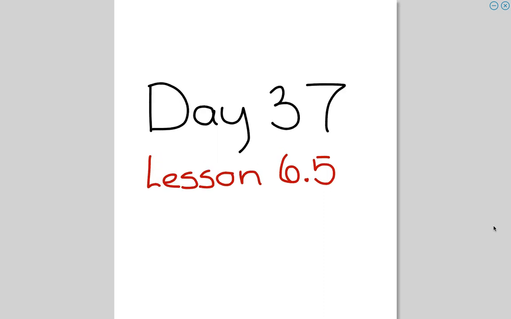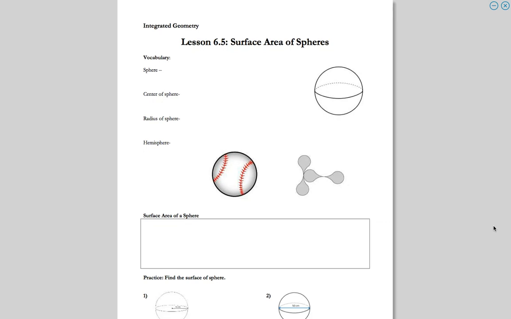Okay, last lesson of the unit. Real quick, 2 pages, just three-dimensional circles. So spheres, we did volume of spheres, which was a quick lesson, one formula. Surface area is going to be very similar.